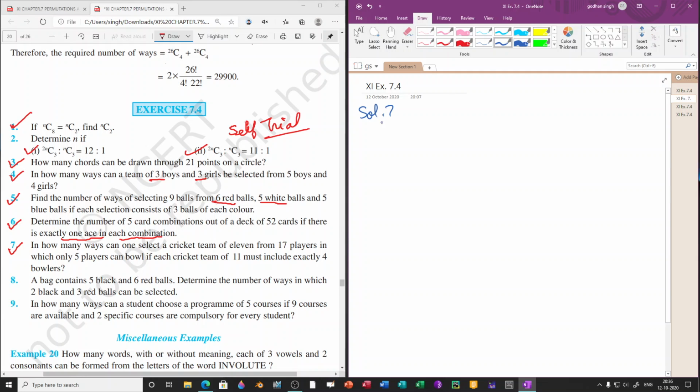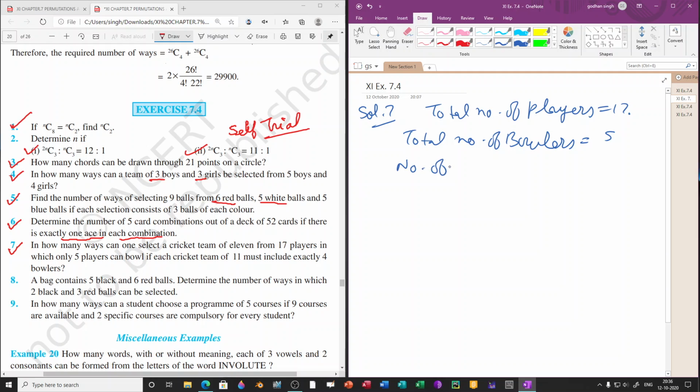So solving question number 7, total number of players is equal to 17. Then total number of bowlers are equal to 5.